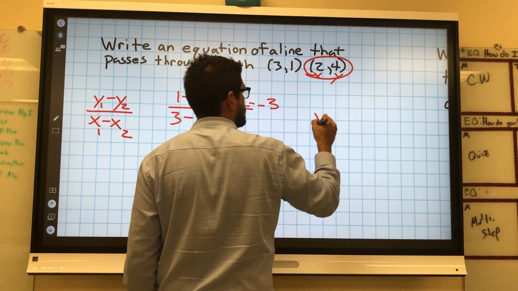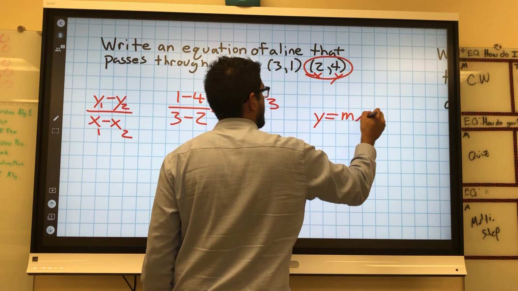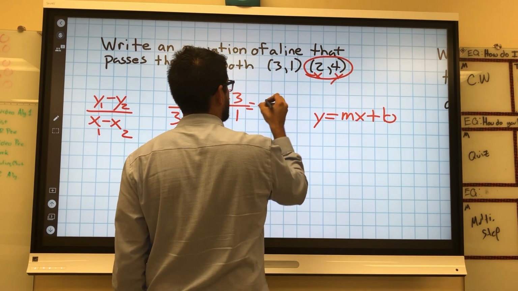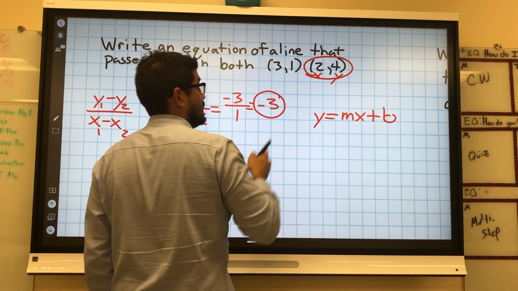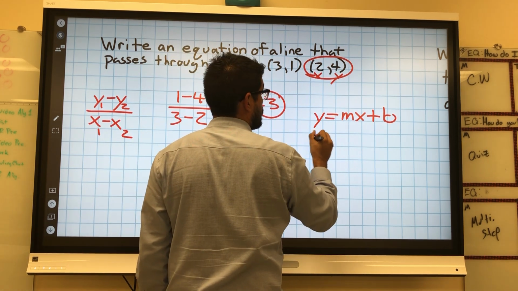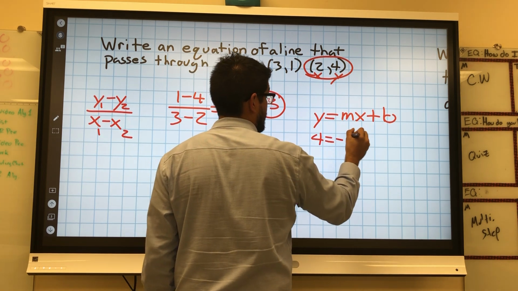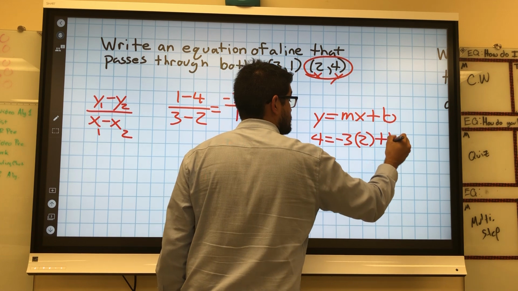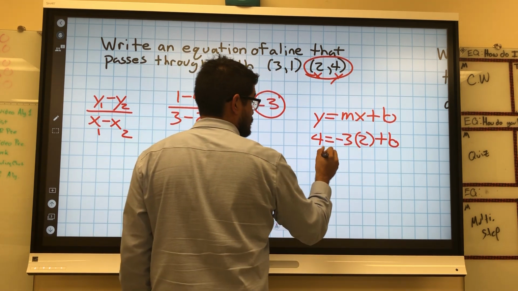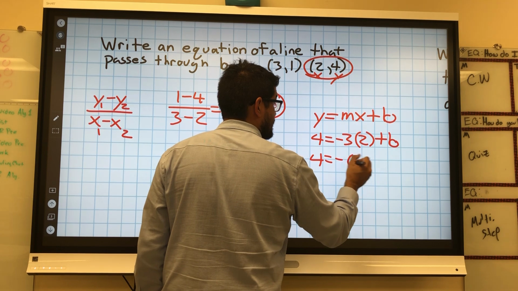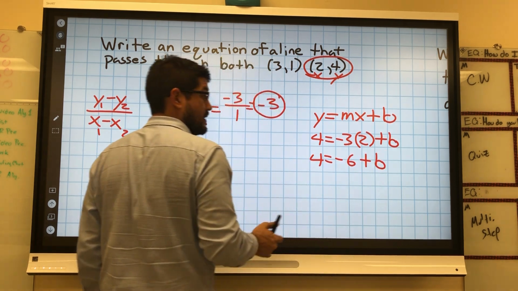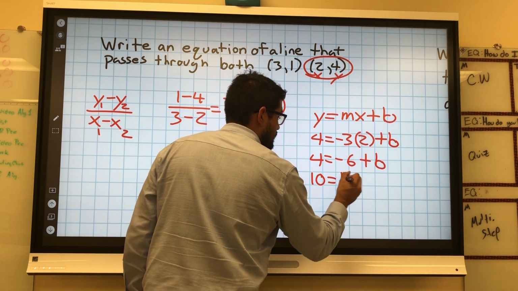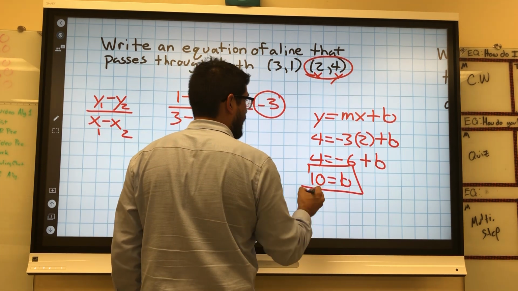The equation I'm going to write is y = mx + b. Okay, right now we have the slope. This is the slope. That's x and that's y. So y is 4 equals the slope, negative 3, times the x, which is 2, plus b. So this multiplies. So 4 = -6 + b. How do you solve for this? You add 6 to both sides. 10 = b. So now I have the y-intercept and the slope.